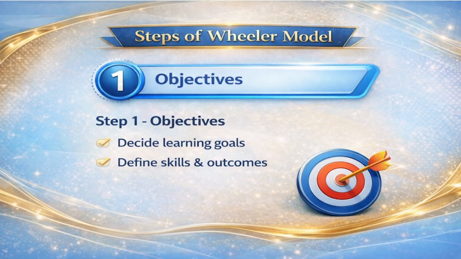The first step of Wheeler model is selection of objectives. This stage means deciding what the student should learn, what skill they should develop, what challenges should happen after learning. Teacher observes students are weak in English speaking, so teacher sets objectives accordingly, such as student will speak simple sentences or students will participate in classroom discussion. In short, this step gives direction to teaching and learning.